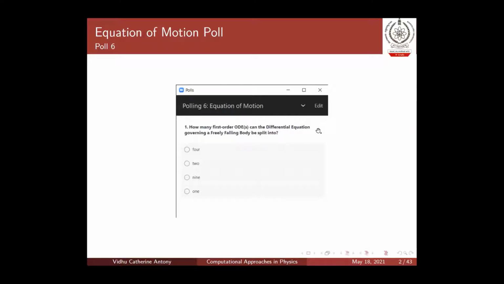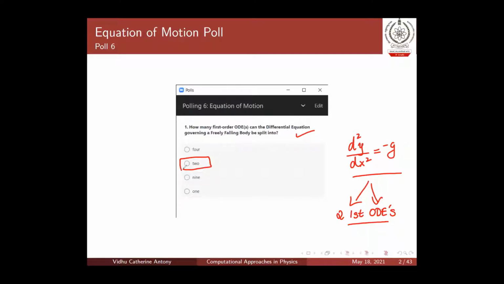So how many first order ordinary differential equations can the differential equation governing a freely falling body be split into? The differential equation governing a freely falling body is a second order differential equation. So you can take a second order differential equation and split it up into 2 first order differential equations, right? The correct option is 2.